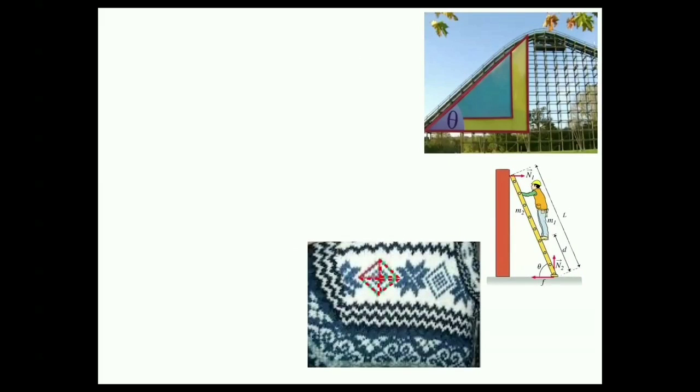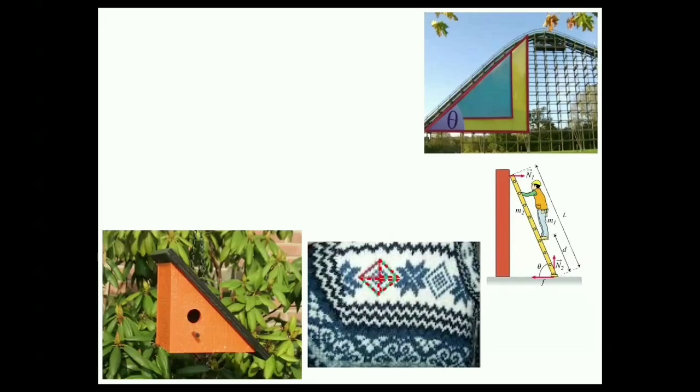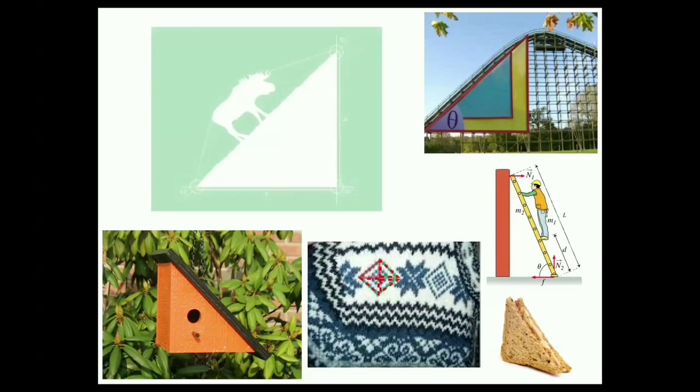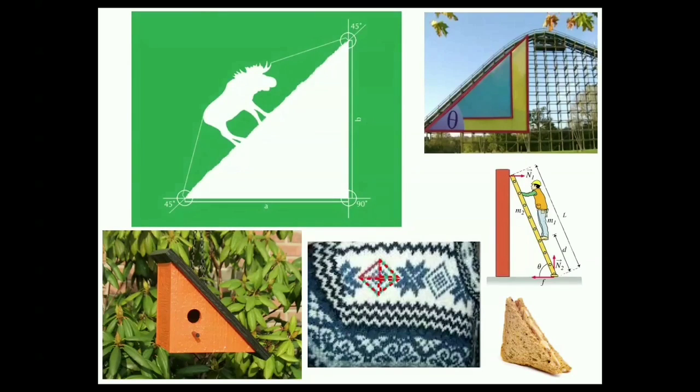Where else are right triangles? Well, right triangles are in roller coasters. Well, we're not going to talk about ladders. Right triangles are even in ugly sweater designs. They're in Pythagorean-shaped birdhouses. Right triangles are even in the way some of you cut your sandwiches. And, of course, right triangles are found in the design of the famous hypotenuse. Oh, that was a bad one.